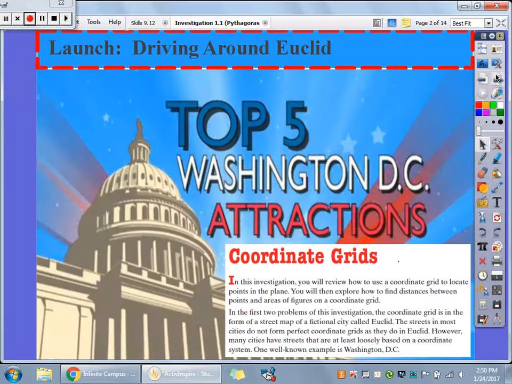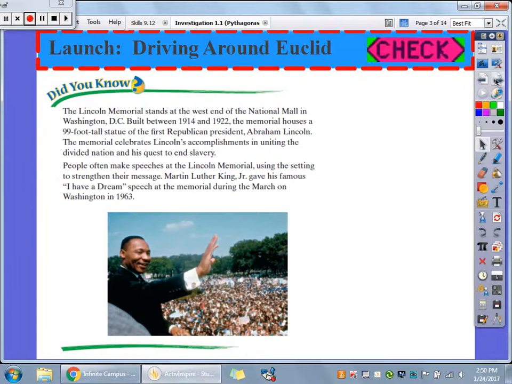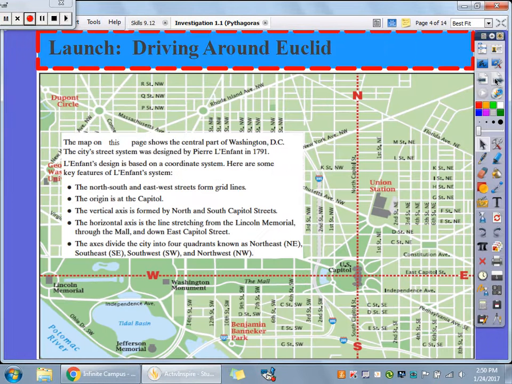So they're using Washington, D.C. as an example. What we're going to be doing today is looking at a city called Euclid. It's a fictional city, but it's based on a grid system, kind of like Washington, D.C. We just talked a little bit about how Pierre L'Enfant was the guy who designed the city of Washington, D.C. And what he did is he put the Capitol at the center. Remember, that's called the origin.